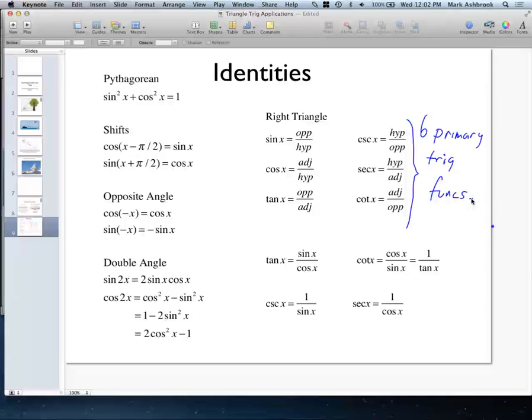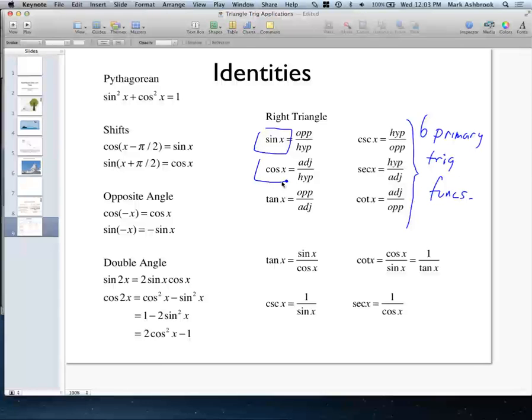Okay, so the 6 primary trig functions are basically the 6 different ratios you could form from a right triangle. So given the 3 sides of a right triangle, there's 6 different ratios you can form, and those define the 6 primary trig functions.